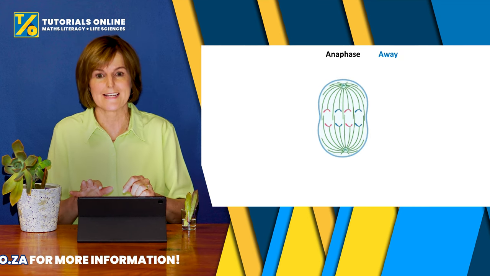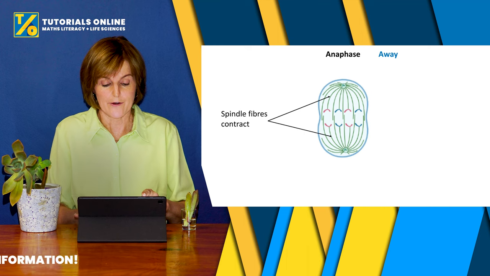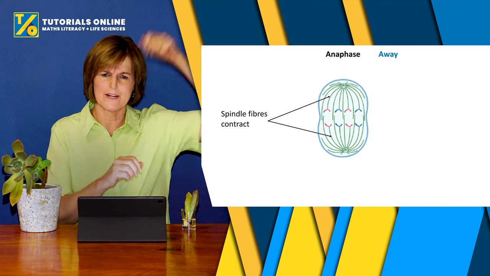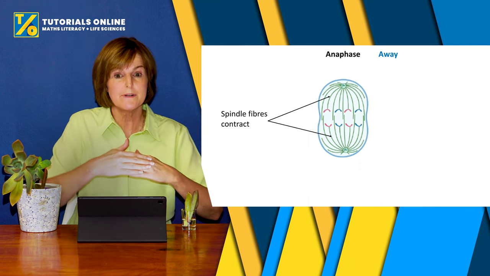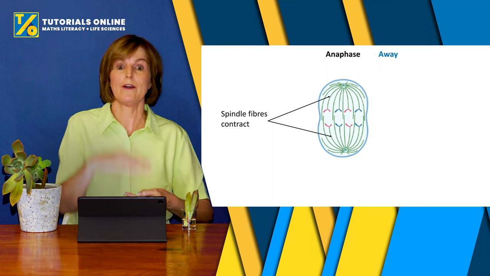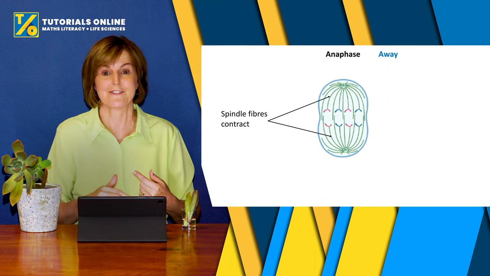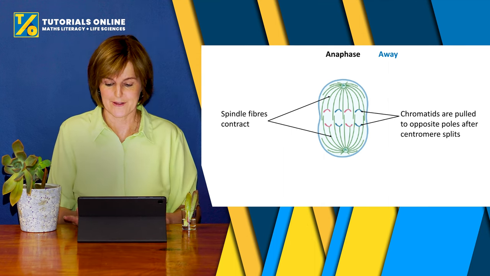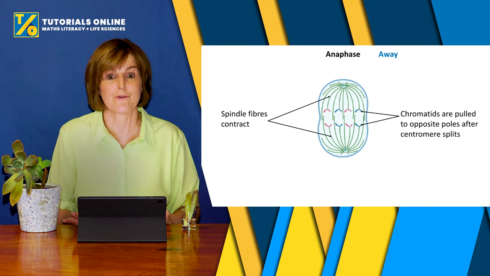Look here at the next phase. Anaphase is A for away, remember? So now you have the spindle fibers, they are pulling. Some of them are pulling up, and some of them are pulling that way, in opposite directions. And what happens is the centromere splits, and one lot of chromatids go to the one end, and the other lot of chromatids go to the other end. There you are. I've put it up there. So the chromatids are pulled to opposite poles after the centromere splits.